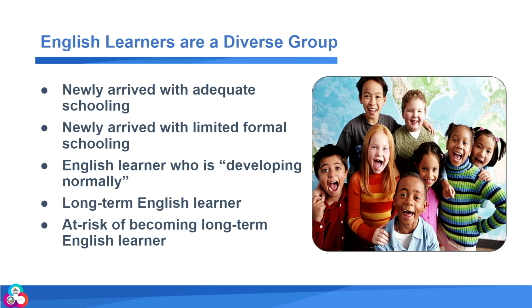And as it relates specifically to our English learners, first of all, we all know that no group is monolithic. English learners are not monolithic. English learners are a diverse group. They're newly arrived with adequate schooling, newly arrived with limited formal schooling. They are English learners who are developing normally. What does that mean? Long-term English learner, or at risk of becoming a long-term English learner. Not monolithic. Many typologies. These noted on the slide and everything in between.